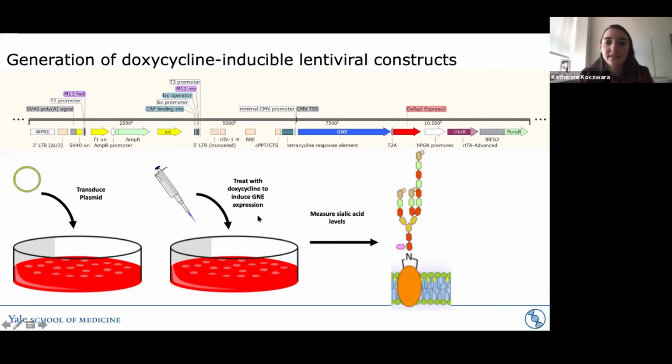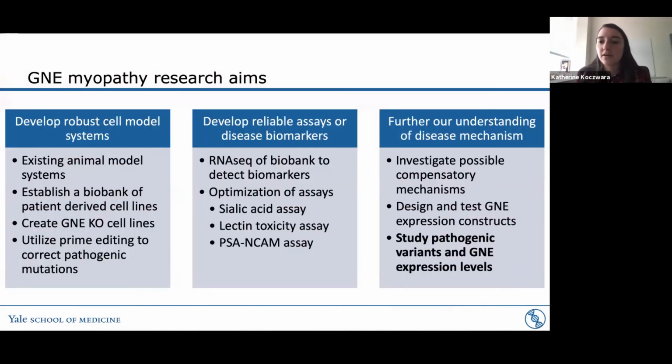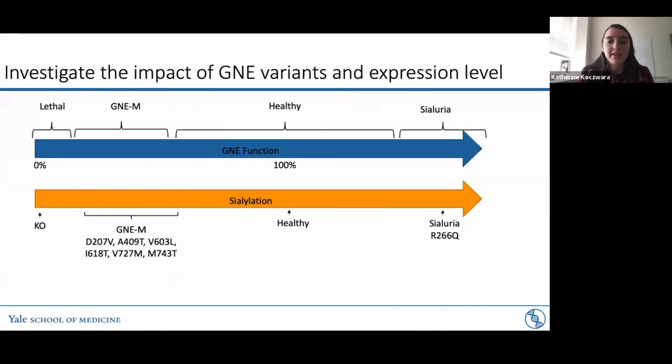And so we can do this mainly to vary the levels of expression to see what level of GNE expression is needed to correct any defects in sialic acid biosynthesis. And this is a really key thing to know as we're working towards developing treatments, is how much healthy GNE do we need to express in order to see a positive outcome or a positive result in sialic acid production. And then lastly, we can also use these constructs to study pathogenic variants as well as the GNE expression levels.